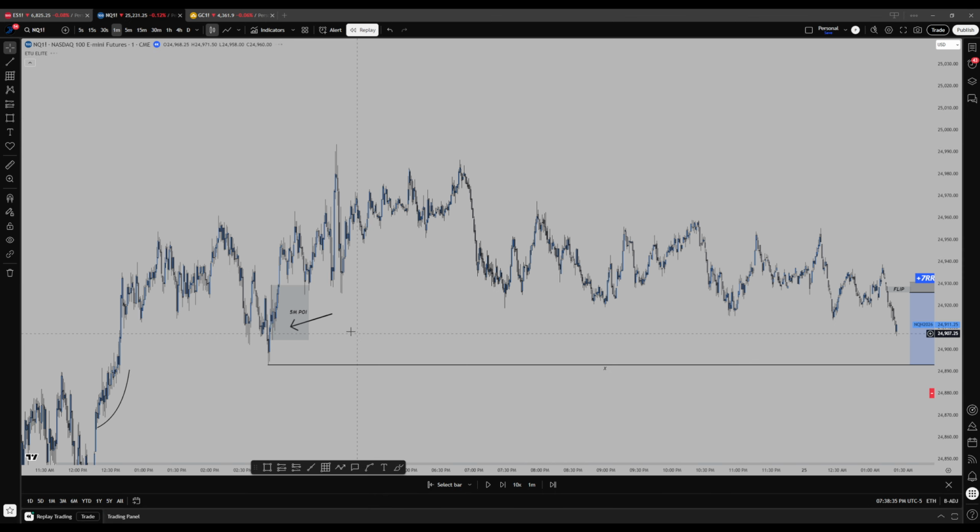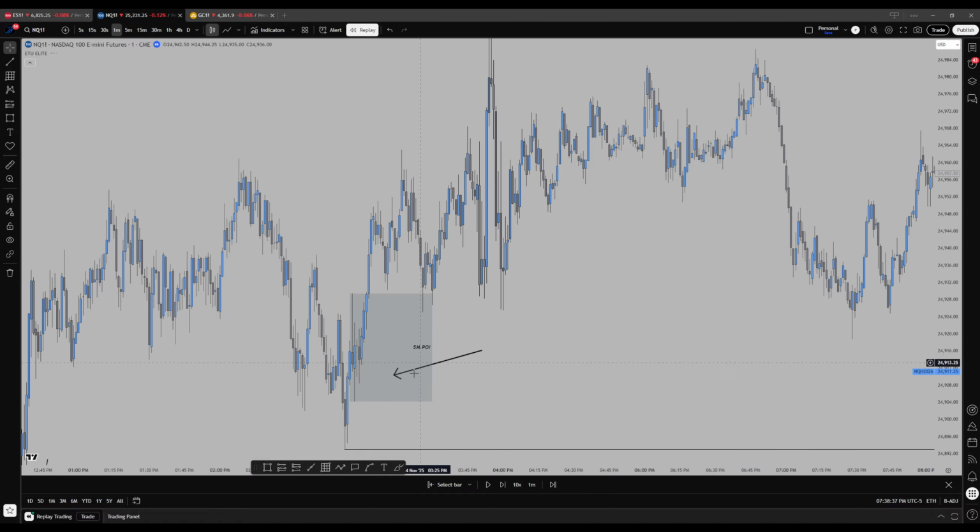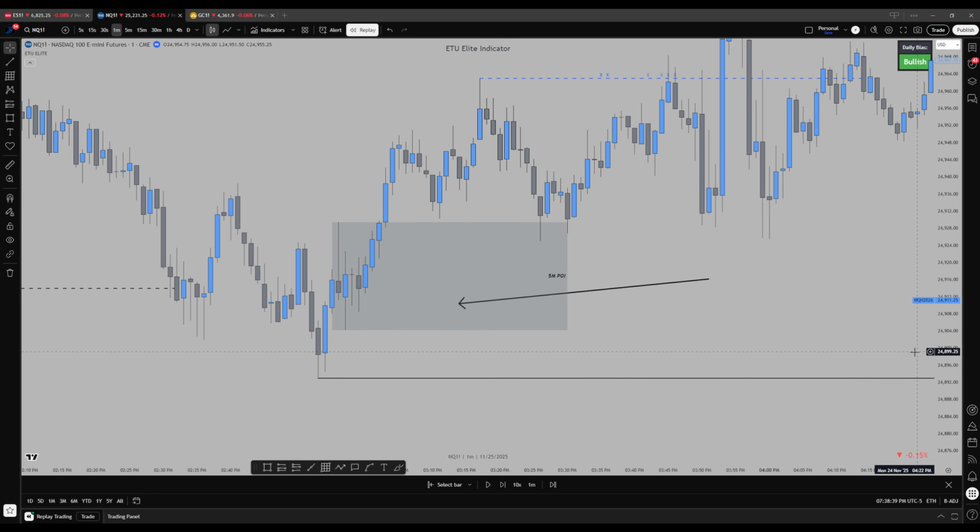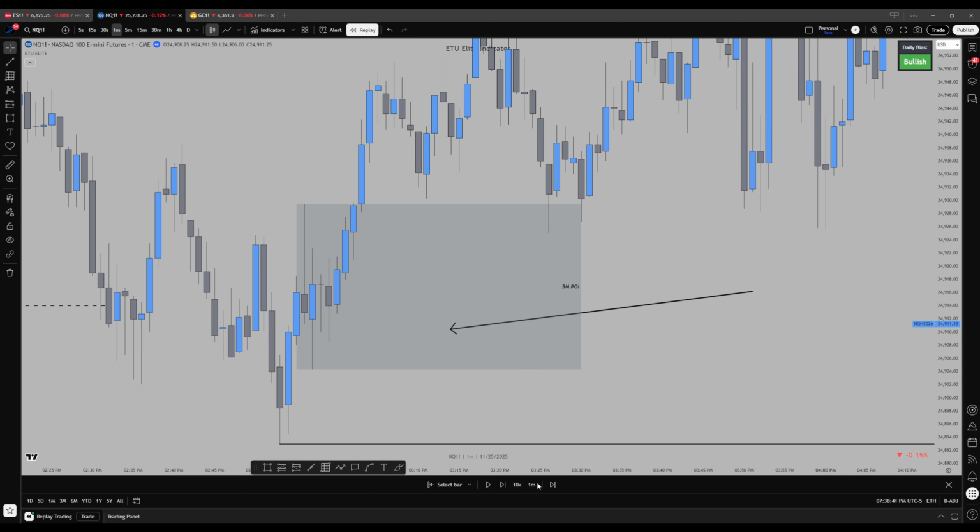Now we look for a fresh, new, unmitigated PY. This is why I drew this arrow here. You can zoom in as much as you want, but look, everything here is fully mitigated. There is no unmitigated PY.